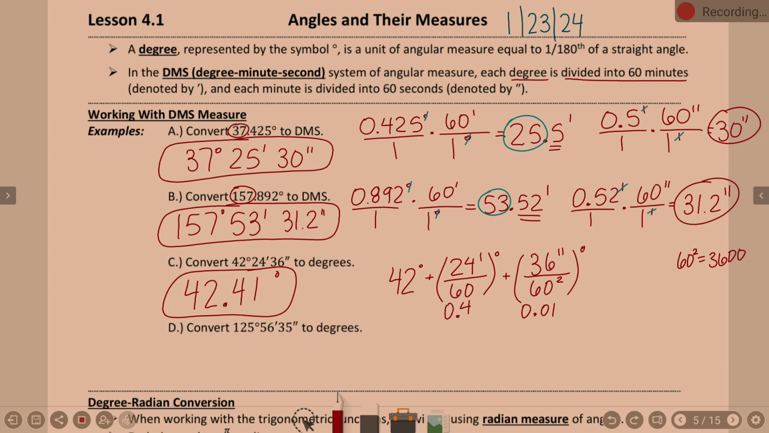Now, I don't know if you guys caught what I wrote up here. You can enter this in the calculator all in one big swoop if you want.